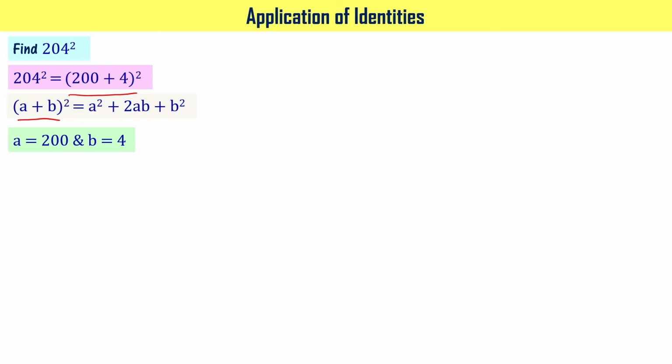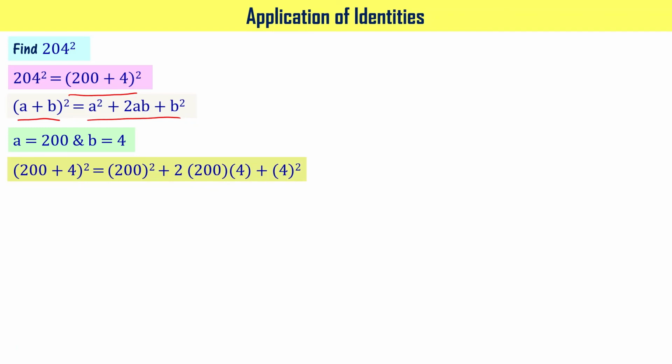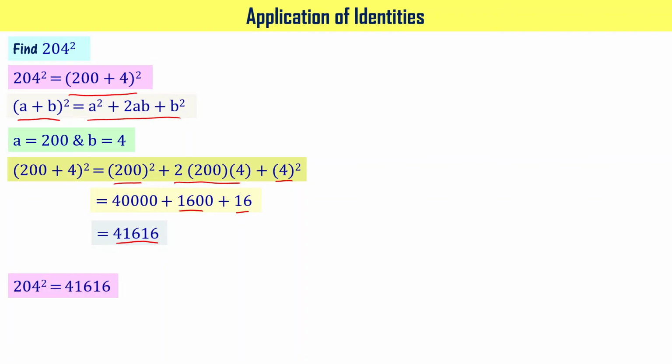It means a square plus 2ab plus b square is going to be (200) whole square plus 2 times 200 times 4 plus 4 square, right? We know 200 square is going to be 40,000 and 2 times 200 times 4 is going to be 1600, and 4 square is 16. Now simply add these three terms so that the answer you get is 41,616, right? 204 whole square is 41,616. This is the answer we are looking for.